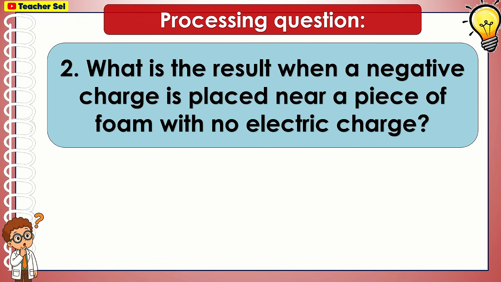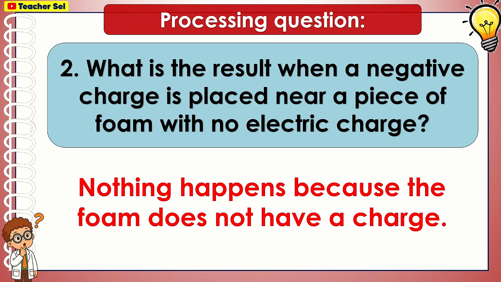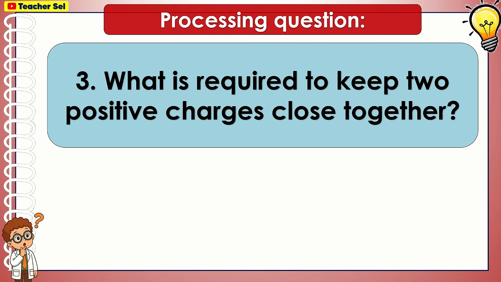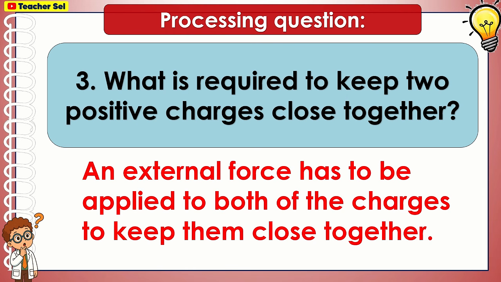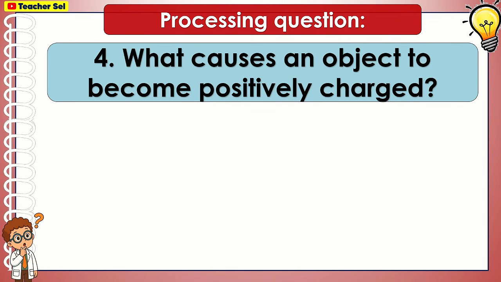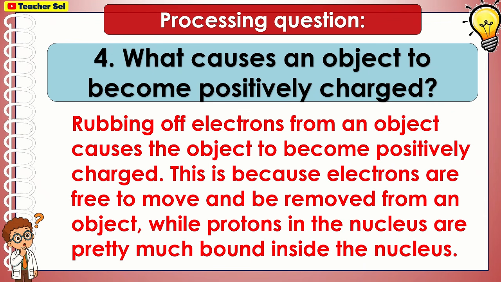What is the result when a negative charge is placed near a piece of foam with no electric charge? Nothing happens because the foam does not have a charge. What is required to keep two positive charges close together? An external force has to be applied to both of the charges to keep them close together. What causes an object to become positively charged? Rubbing off electrons from an object causes the object to become positively charged. This is because electrons are free to move and be removed from an object, while protons in the nucleus are pretty much bound inside the nucleus.